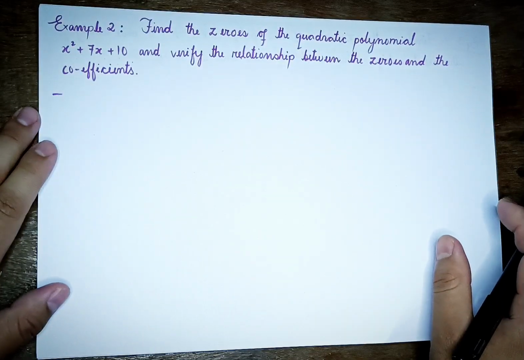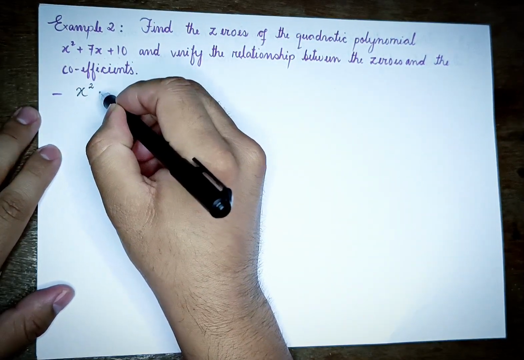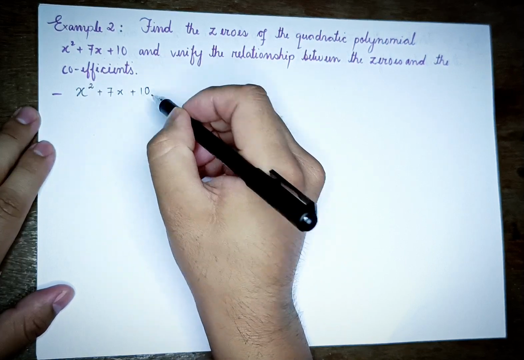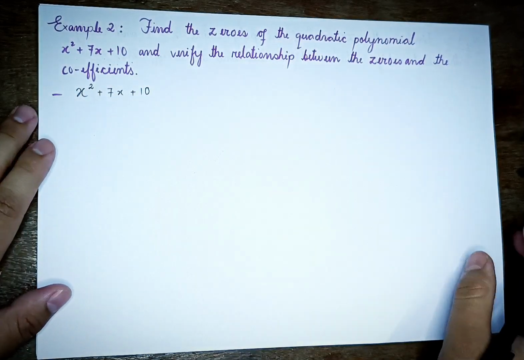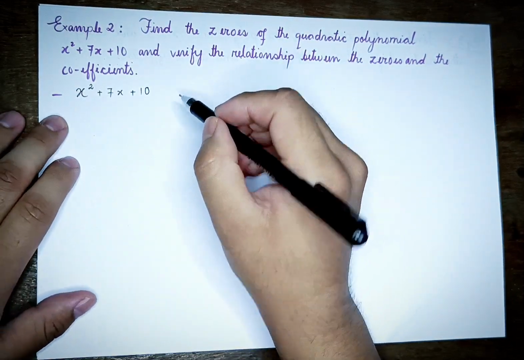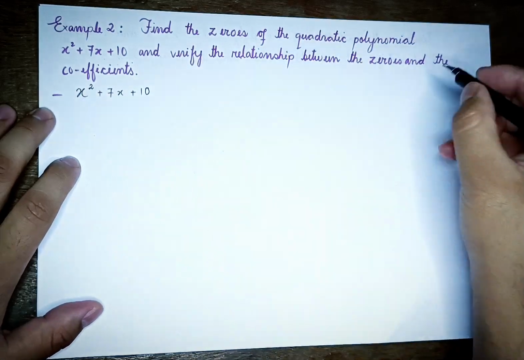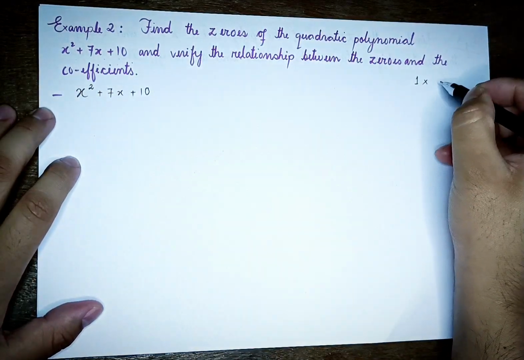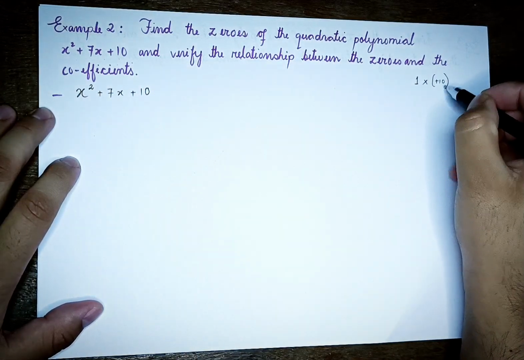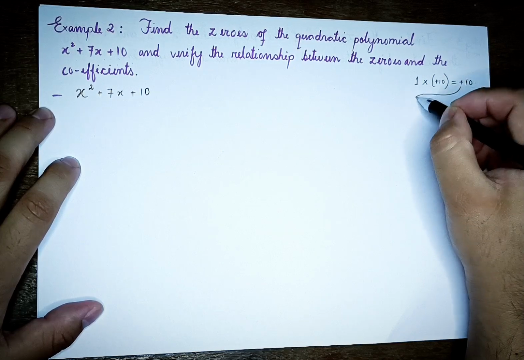Okay, let's solve it. First, let's find out the zeros. Here we are given x squared plus 7x plus 10. For solving this, we will be using splitting the middle term. How do we do that? First, we must find out the coefficient of x squared. The coefficient of x squared is 1, so we write 1 here, into, what is the constant here? Constant is plus 10. So multiplying these two, we get plus 10. Here is plus, so we write plus here.